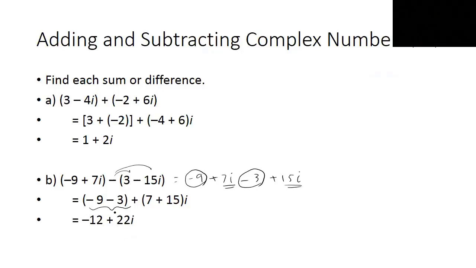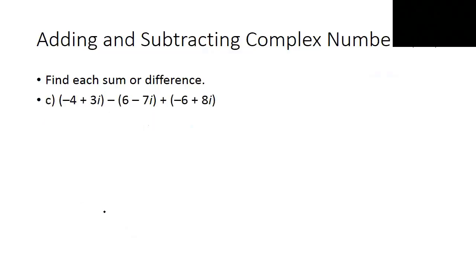So adding and subtracting complex numbers is quite simple. Just add the real parts together and add the complex parts together. Here it would be a combination of those. We can go ahead and distribute this minus and add all the real numbers together and all the complex numbers together and find the final result.